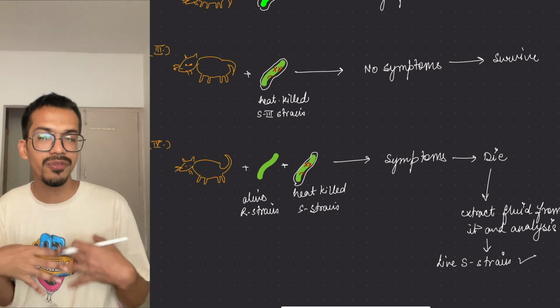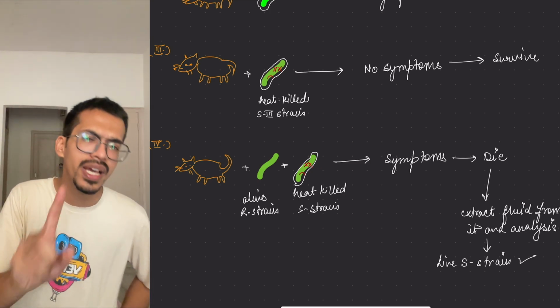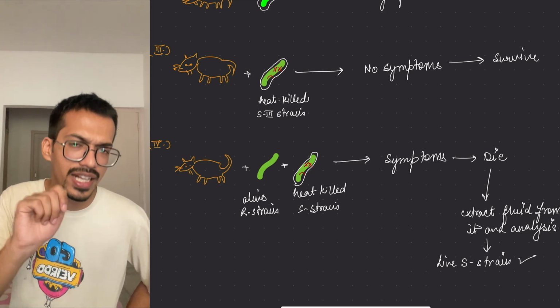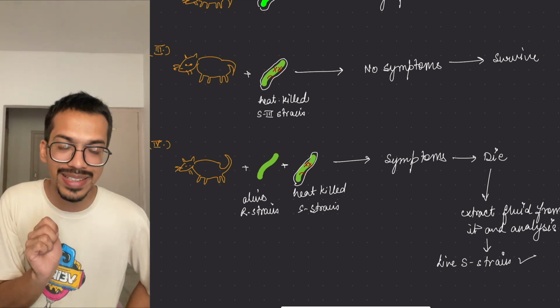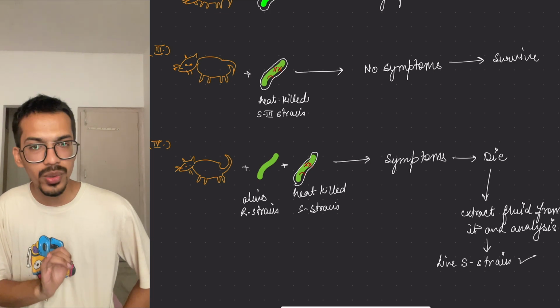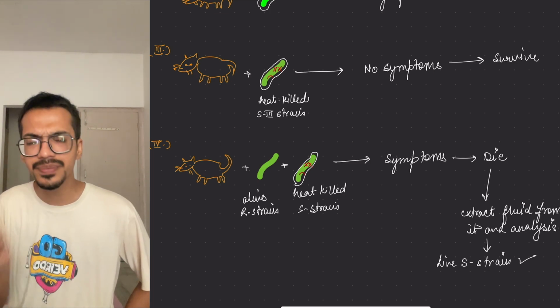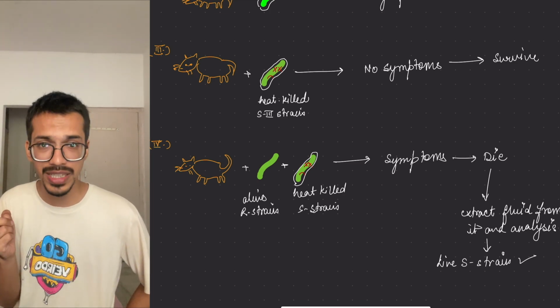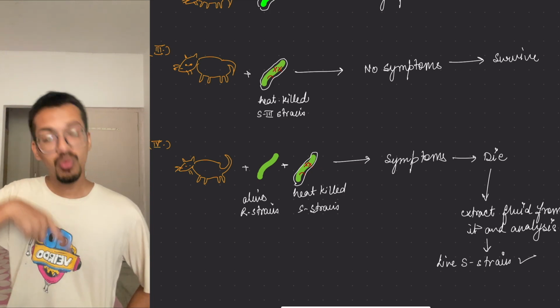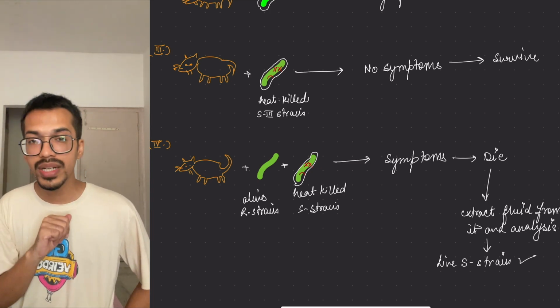We know that if someone is killed, no one can come back, except in some movies or serials, where people can even come back after death, right? But here they don't. That's not possible in real life, right? That is brain rot which is being fed to you. So what will happen? This live S strain, how does it come up?